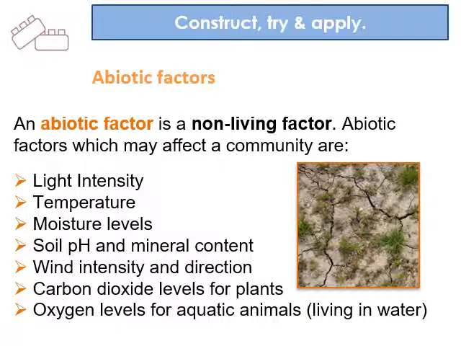Starting off with abiotic factors then, an abiotic factor is a non-living factor. Abiotic factors which might affect the community include light intensity, moisture levels, temperature, the pH of soil, wind intensity and direction, carbon dioxide levels for plants, and oxygen levels for aquatic animals.